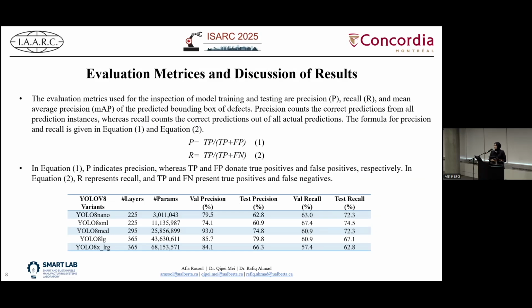So the evaluation metrics for this study were precision, recall, and mean average precision. And as I said earlier, I have used all of the available variants of YOLO V8, which are nano, small, medium, large, and extra large, with different numbers of layers, different numbers of training parameters, and speed. And as you can see from this table, the validation and testing precision and recall for these models is different when applied on the same dataset, with slightly better accuracy with YOLO V8 medium.